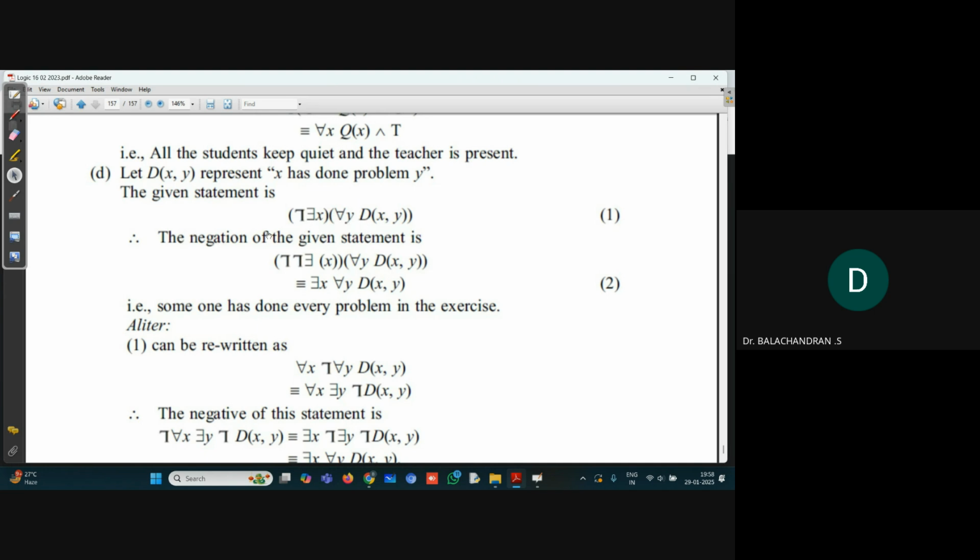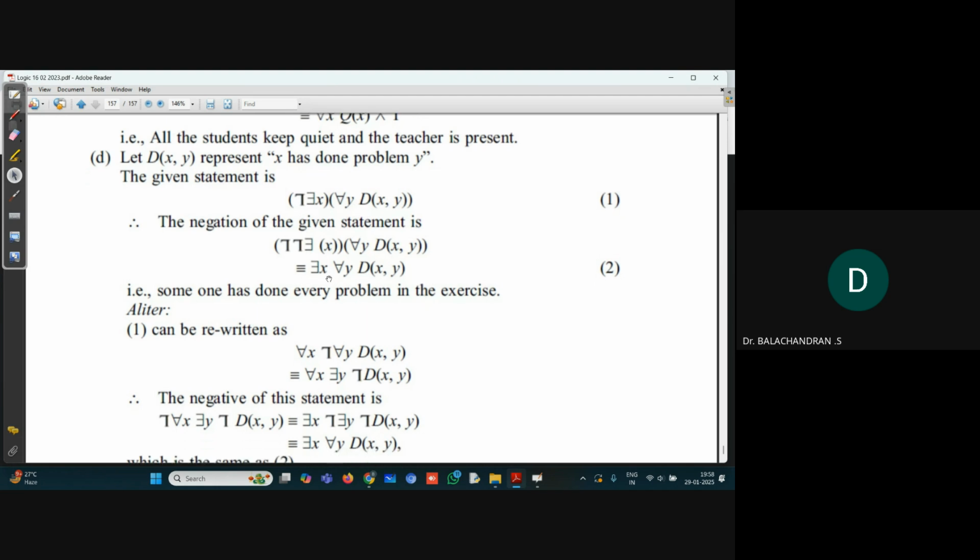So the negation of the given statement is, I will put negation here. So negation of negation gets cancelled here itself. So I'll get there exists x, for every y, D of x comma y. So what does it mean? Someone has done every problem in the exercise.